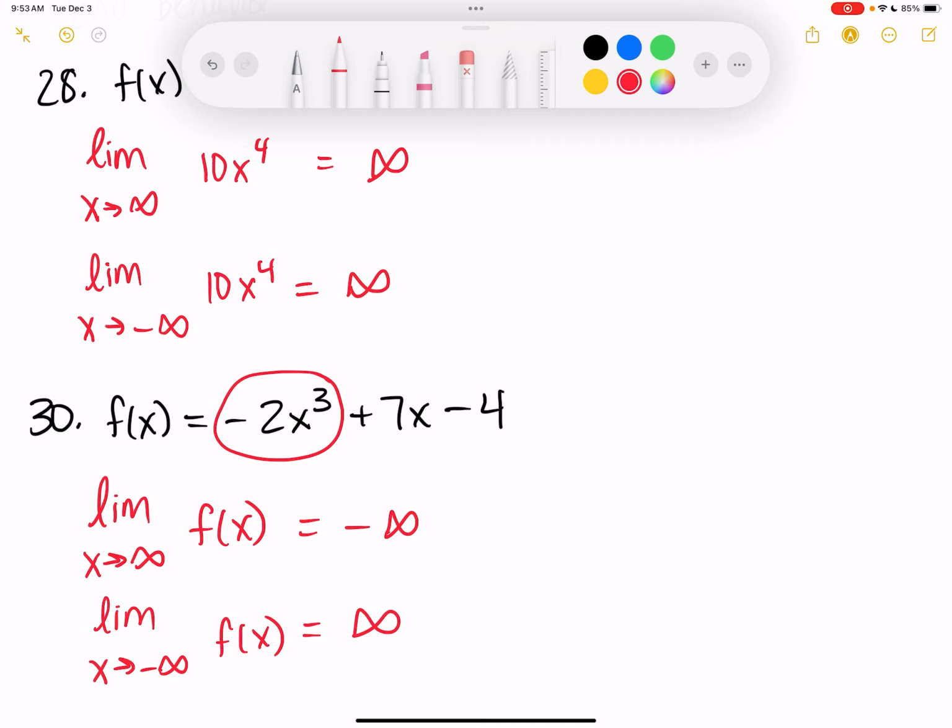If it is something that has an odd exponent, they are going to be opposites. You can't have them both going the same way because an x cubed function looks something like this. They're going opposite, so one has to be positive, one has to be negative. So if you ever have an odd exponent and they're both going the same way, something is wrong.